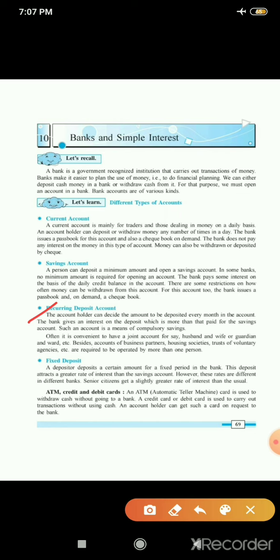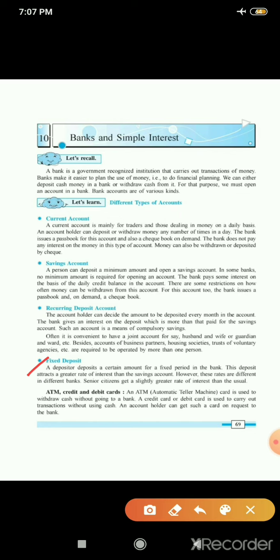Now, let us go to fixed deposit. What do you mean by fixed deposit? A depositor deposits a certain amount for a fixed period in a bank. For example, you can deposit a certain amount, say 1000 rupees, for 1 year. So you are a depositor and for 1 year you are depositing in a bank. This deposit attracts a greater rate of interest than the savings account.